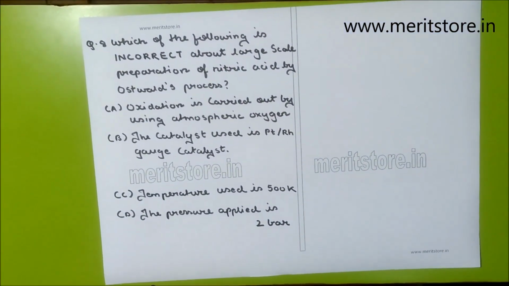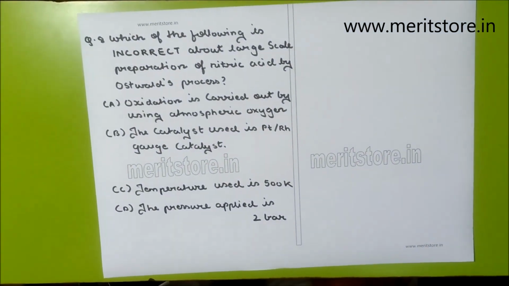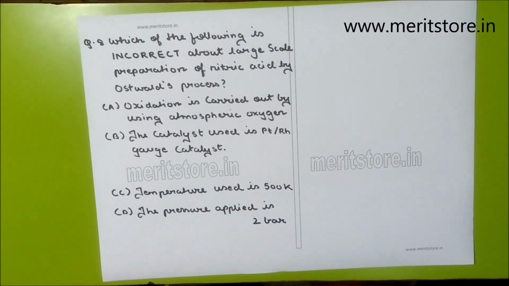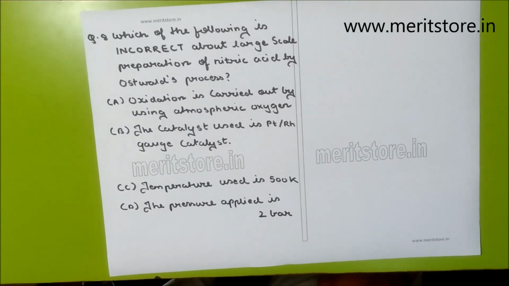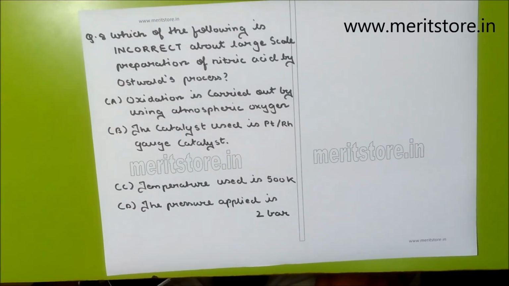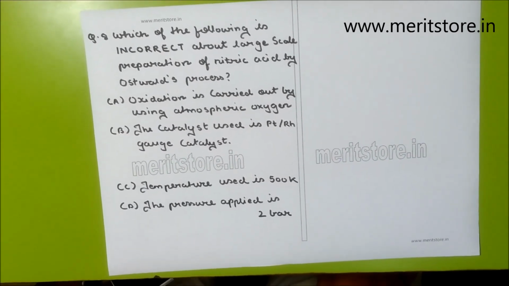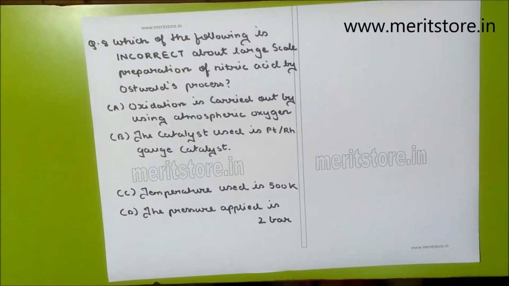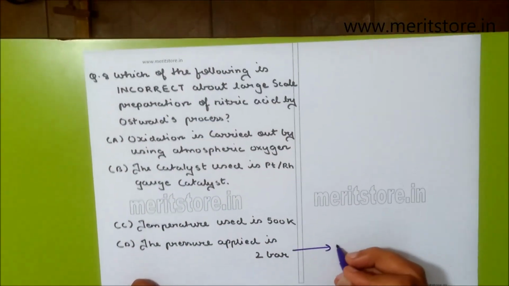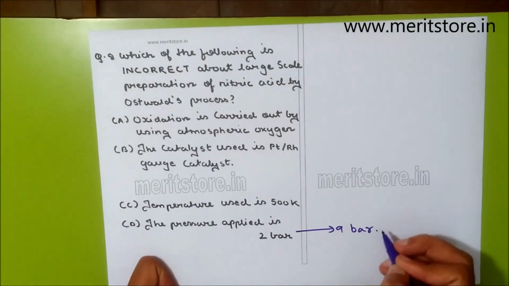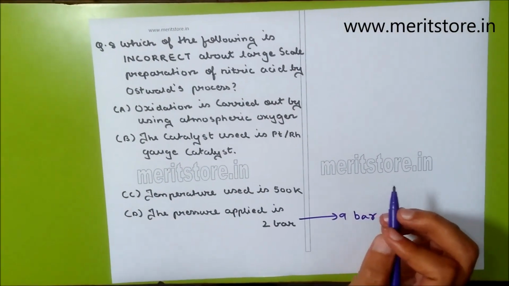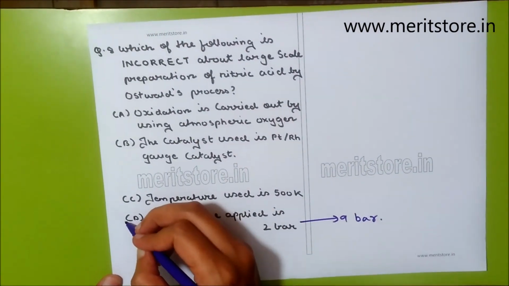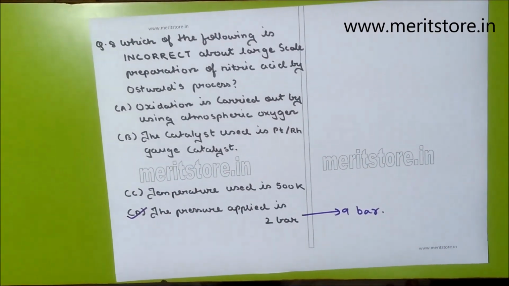Question 8. Which of the following is incorrect about large scale preparation of nitric acid by Ostwald's process? A. Oxidation is carried out by using atmospheric oxygen, which is true. B. The catalyst used is platinum or rhodium gauze catalyst. C. The temperature used is 500 Kelvin, which is also true. D. The pressure applied is 2 bar. No, the pressure applied is 9 bar in Ostwald's process. So this is the Ostwald process, preparation of nitric oxide from dinitrogen. So option D is the incorrect statement and the correct answer.